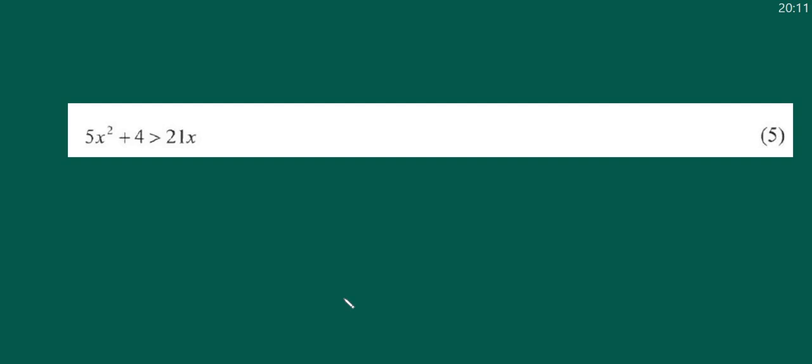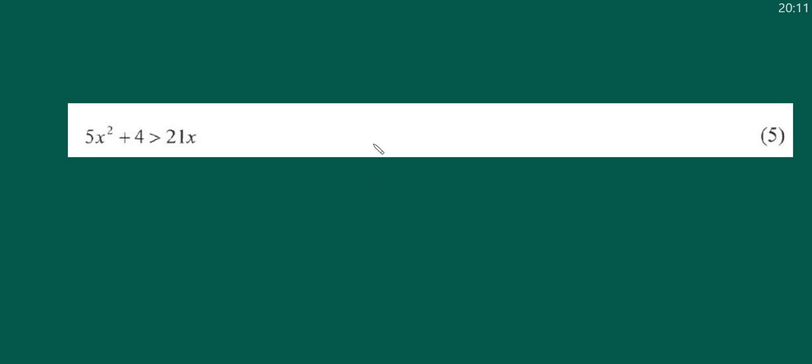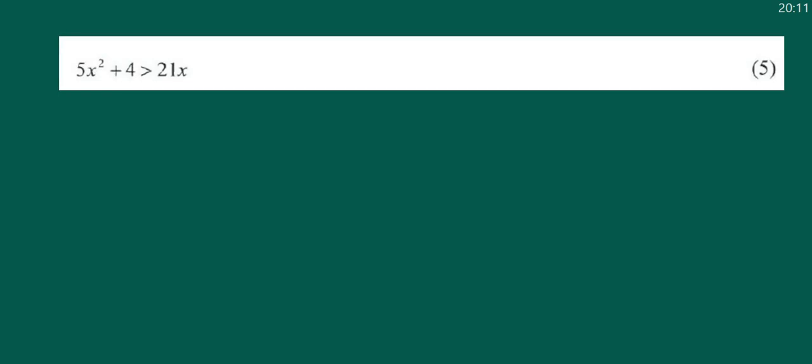So as we revise algebra, you have 5x squared plus 4 being greater than 21x. The first thing we have to do when you're looking at this problem is to quickly write it down here: 5x squared plus 4 is greater than 21x.